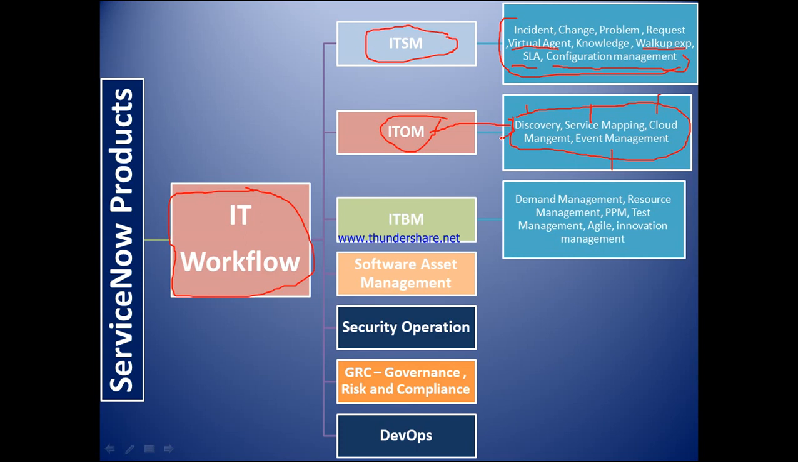Discovery basically has a top-down approach and a bottom-up approach. Service mapping is the one which maps your CI with other CIs. So if I say that my email application runs on this, then they build up the relationships as well.